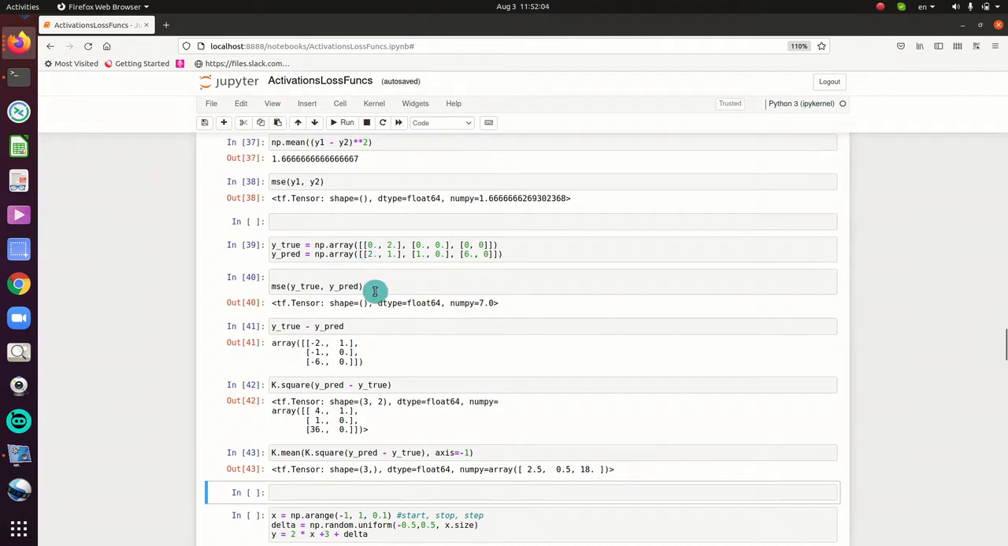Where is it again? Here it is. Because in Keras, most of the computations involving batches are done per batch. And after computing the loss value per batch, we get an average over all batches.